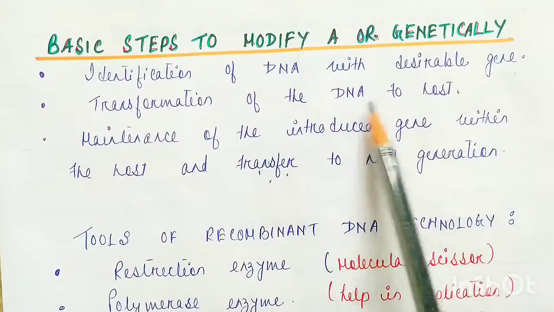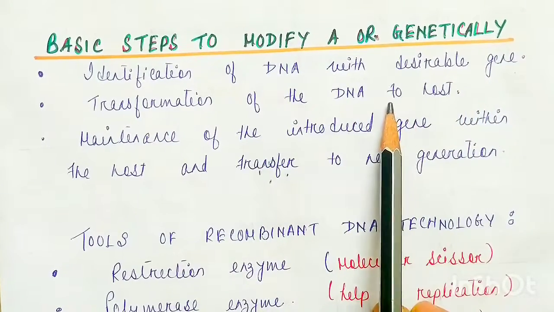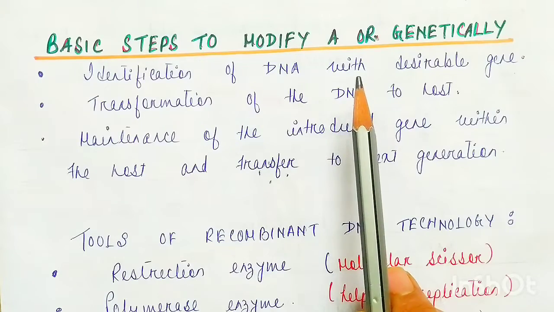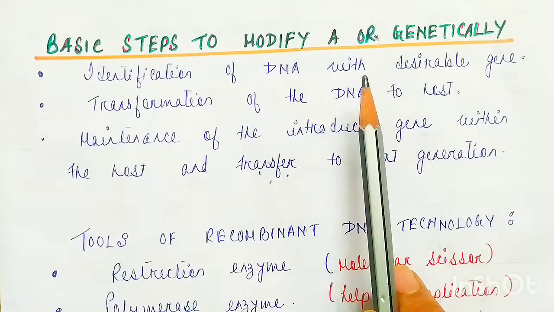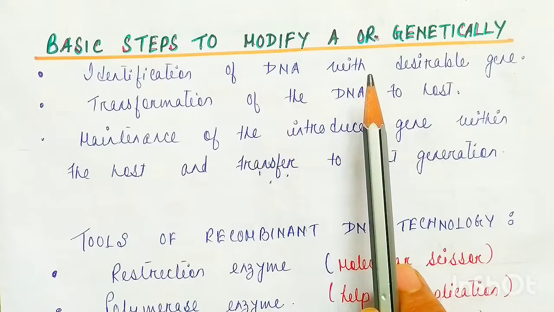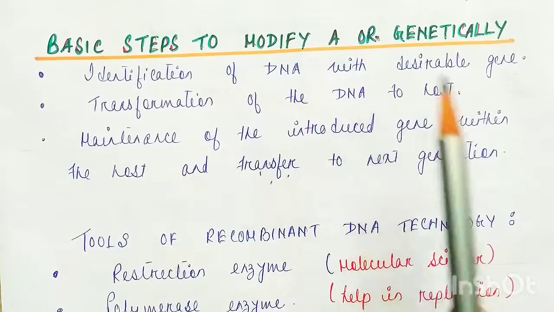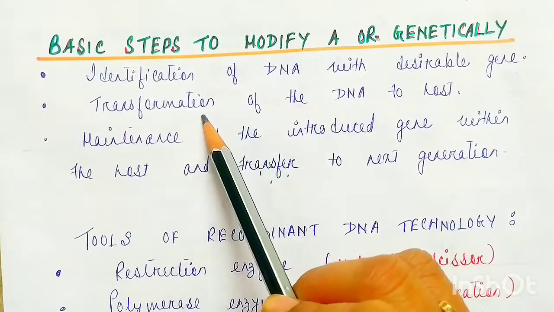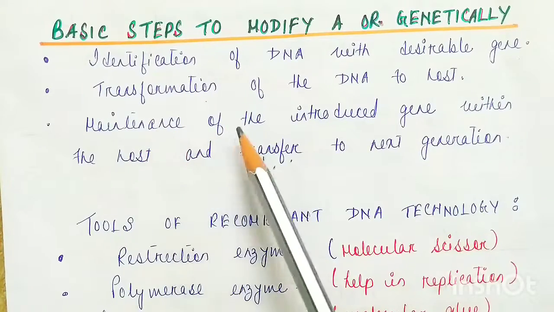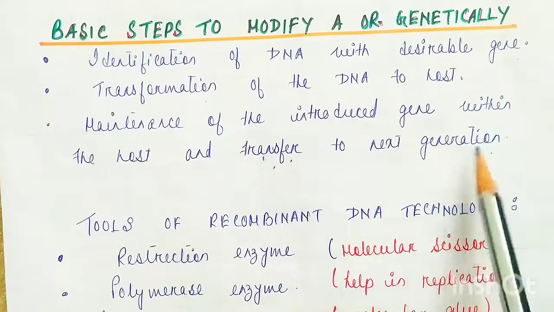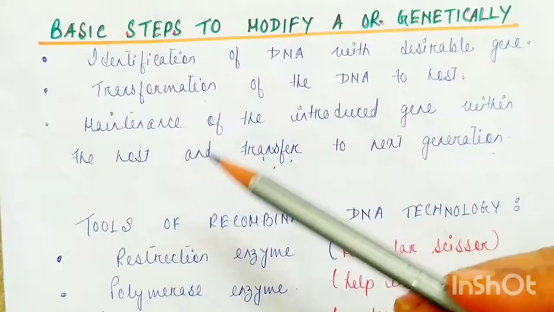Then transformation of the DNA to the host. After the recombinant DNA is formed, meaning after the mixing of the desired gene with the vector, meaning molecular vehicle, then it is introduced into the host, and that process of introducing into the host is called the transformation process. Then maintenance of the introduced gene within the host and the transfer to the next generation. So these three are the basic steps.